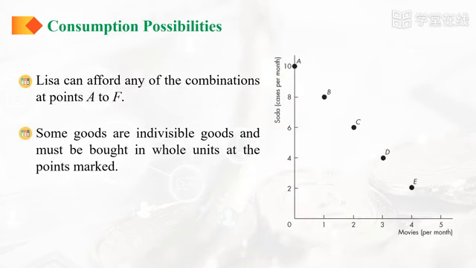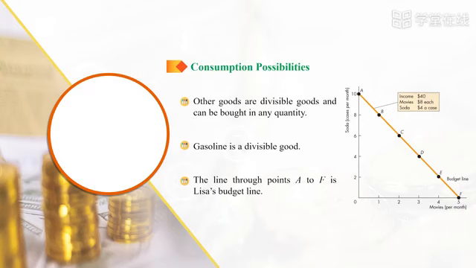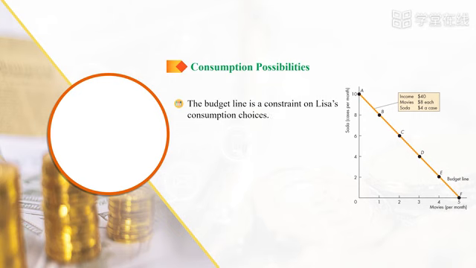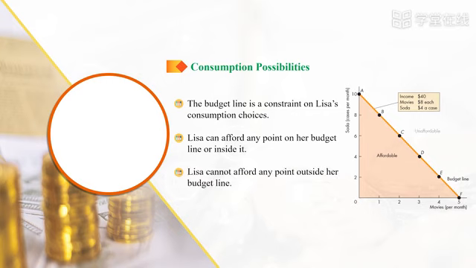Some goods are indivisible goods and must be bought in whole units at the point of purchase. Movies are indivisible goods, for example. Other goods are divisible goods and can be bought in any quantity. Gasoline is a divisible good. The budget line is a constraint on Lisa's consumption choices. It tells what Lisa can afford and cannot afford. Interestingly, it's a straight line in this case.